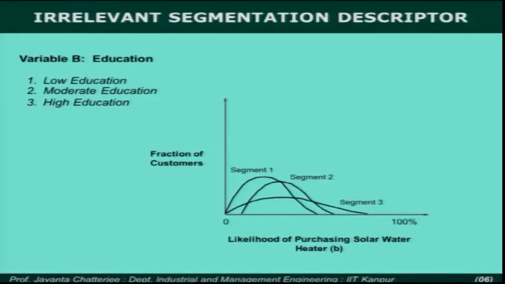So, for example, for the solar water heater or for a solar electricity system, segmenting customers by way of their education does not make any sense. So, that will be an irrelevant segmentation. Though age, education, income level, the funds available, all these are different kinds of segmentation, not all apply to all cases, that is the key point.